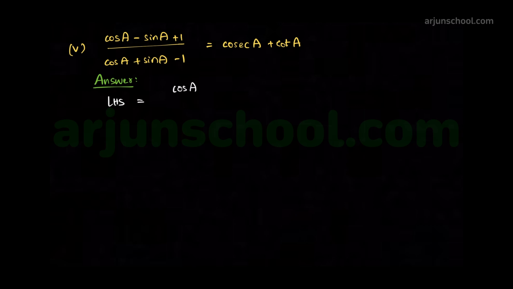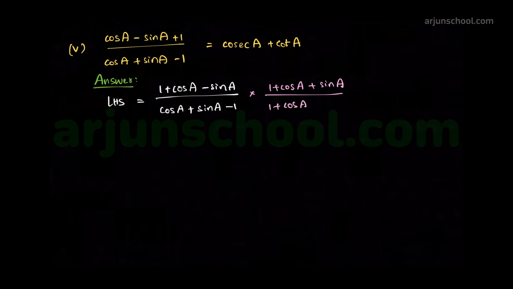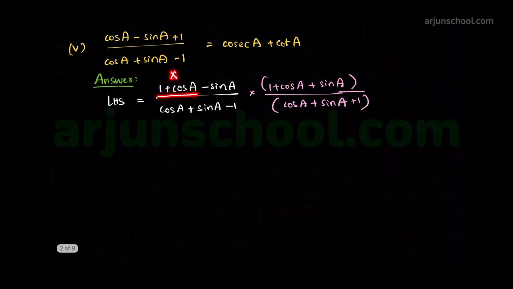LHS is equal to, rearrange terms in the numerator, 1 plus cos a minus sin a by cos a plus sin a minus 1. Multiply numerator and denominator by 1 plus cos a plus sin a. Let us rearrange the terms in the denominator: cos a plus sin a plus 1. Numerator is of the form x minus y into x plus y, where x is 1 plus cos a and y is sin a.